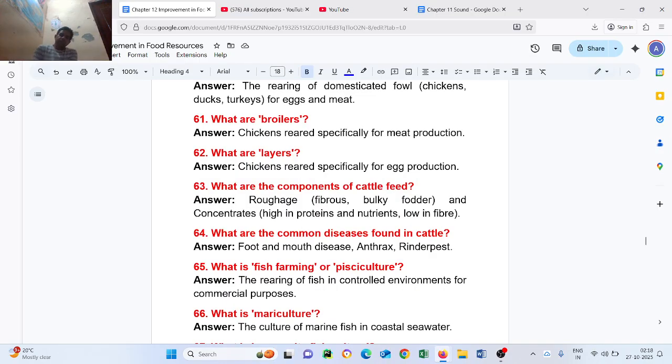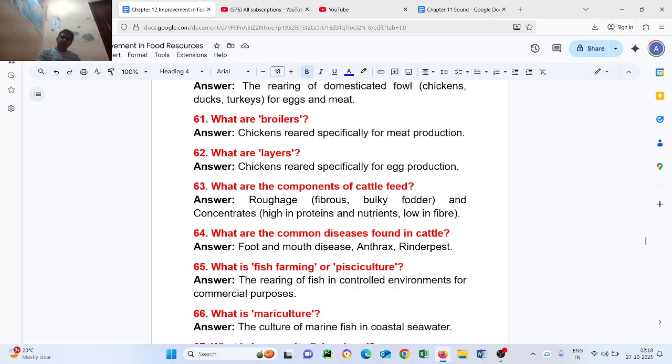Question number 64. What are the common diseases found in cattle? Foot and mouth disease, anthrax, rinderpest. Question number 65. What is fish farming or pisciculture? The rearing of fish in a controlled environment for commercial purposes.